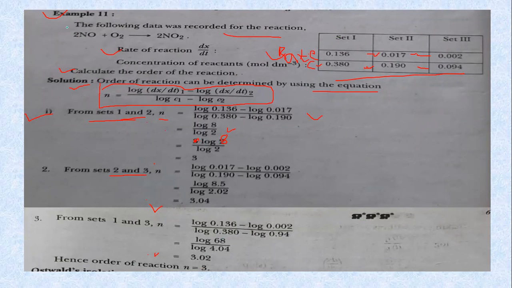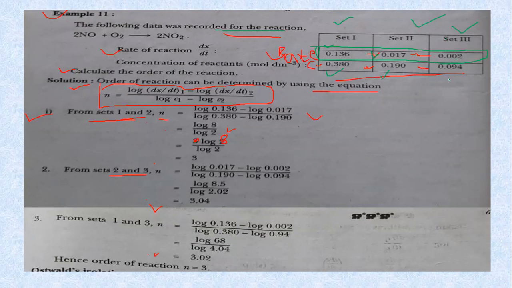So what is the example for this method? See how we are going to use it. The following data was recorded. In the first row, these are the rates for set 1, set 2 and set 3. Set 1, set 2 and set 3 readings are taken. This is the rate for set 1, of which the concentration is 0.380. For set 2, the rate is 0.017, concentration is 0.190, here 0.002, and here the value is 0.09.